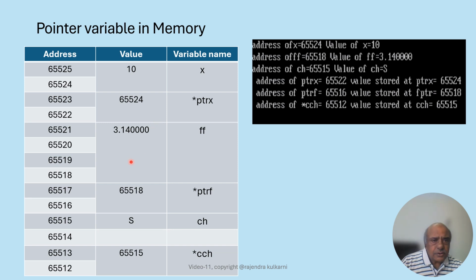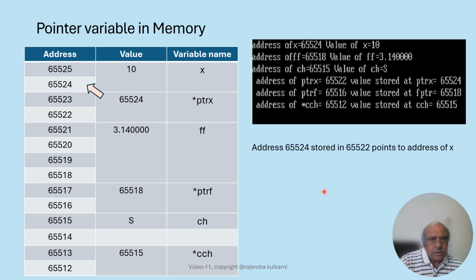What we find here is all the pointer variables, whether they are int or float or char, are stored in 2 bytes of the memory, irrespective of whatever is the type of variable whose address is assigned to it. So 65524, which is a pointer to x. So this ptrx is pointing towards the first or starting address of variable x.